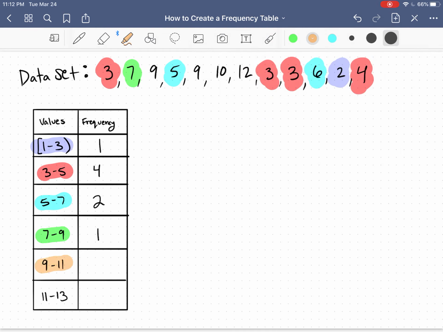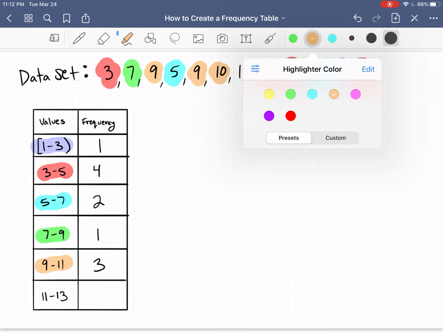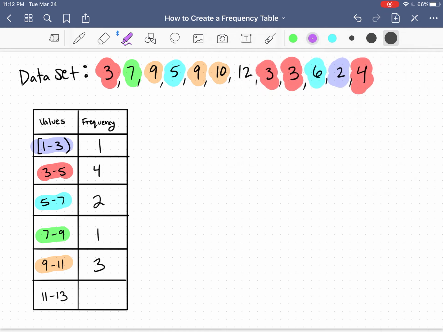For 9 to 11, that's all of the numbers between 9 and 11, but not equal to 11. So I've got 9, 9, and 10, which is a frequency of 3. And then last but not least, I do want to look at my interval 11 to 13. With 11 to 13, I've only got one number left. That number is 12, and I have a frequency of 1.